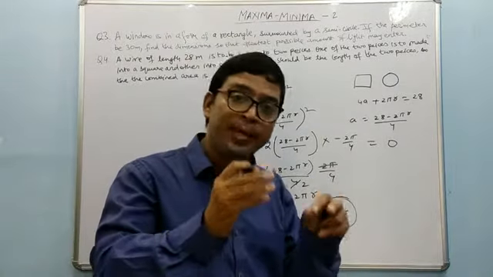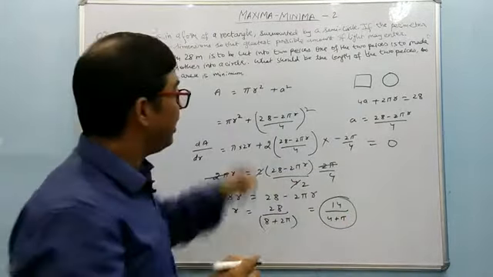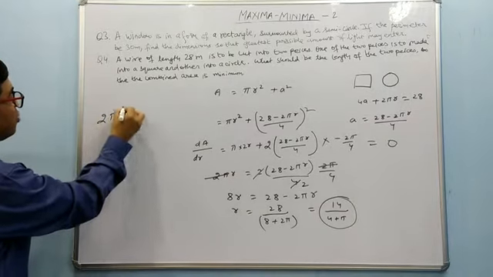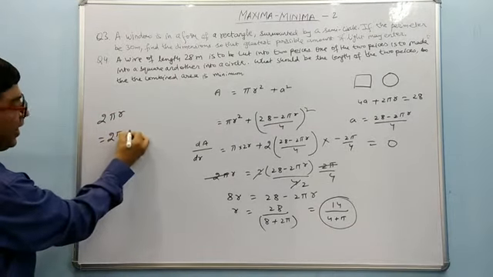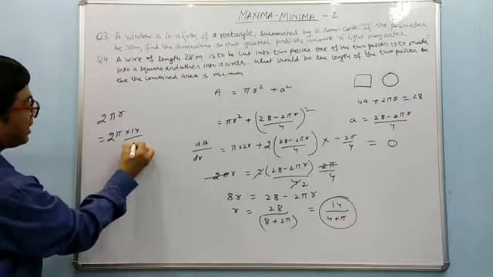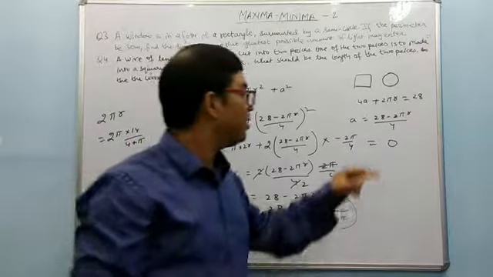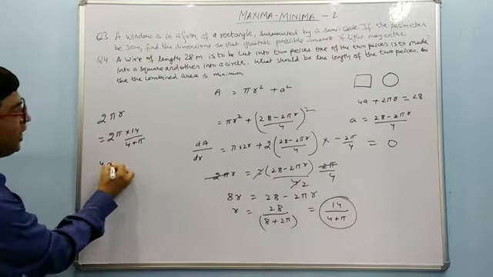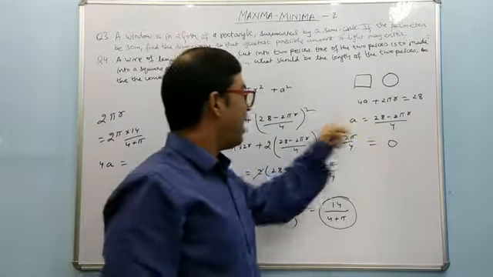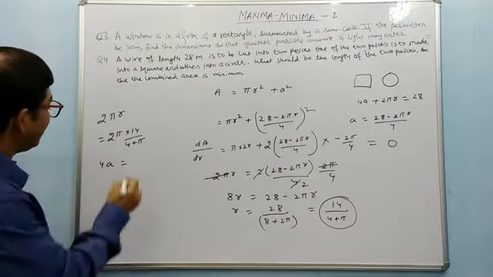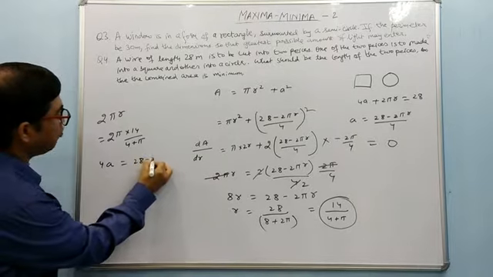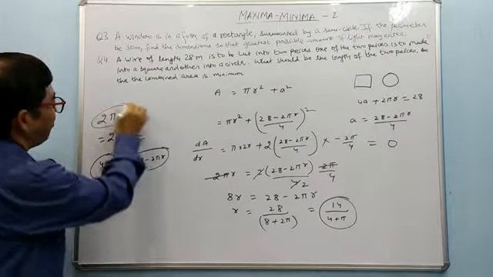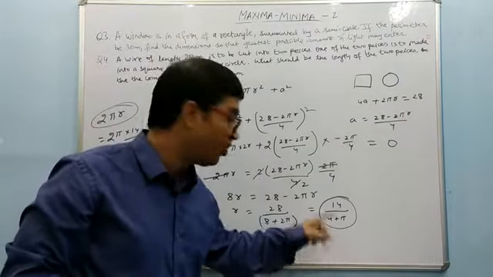So the length of the circular piece is 2 pi r. So length of circular piece will be 2 pi, and r we got 14 by 4 plus pi. And the length of the square piece will be 4a. What is that? 4a. We will get the value of a from here, or you can just write 4a is equal to 28 minus 2 pi r. Whatever value you got, you will get. This is the length of the square piece, and this is the length of the circular piece.